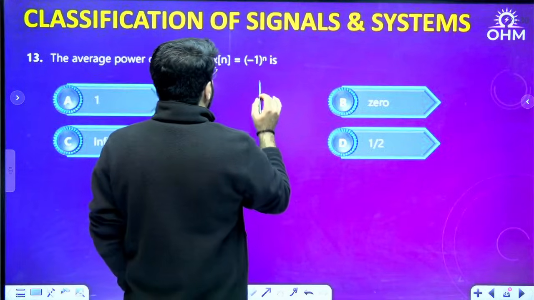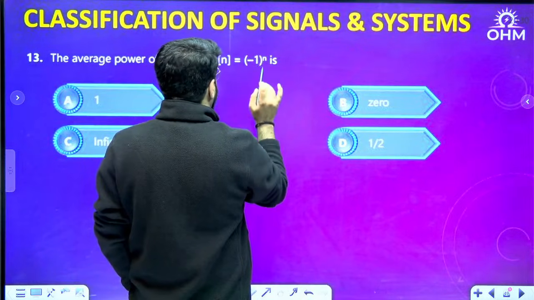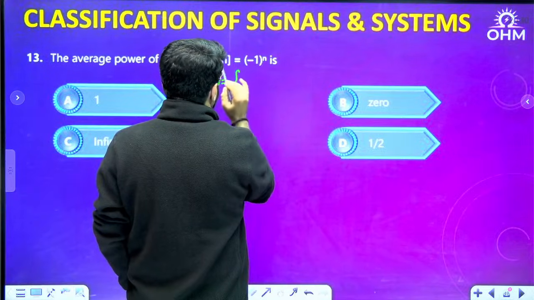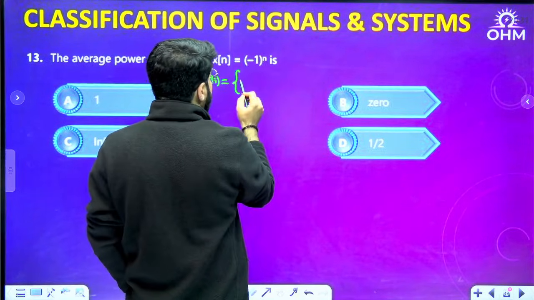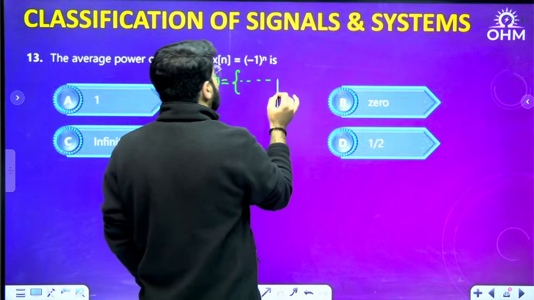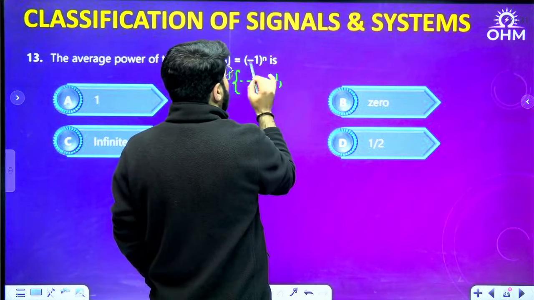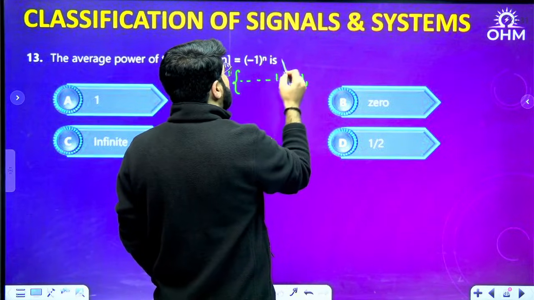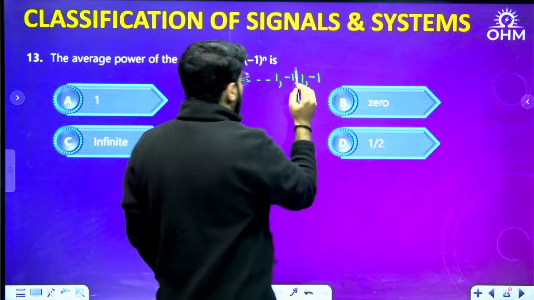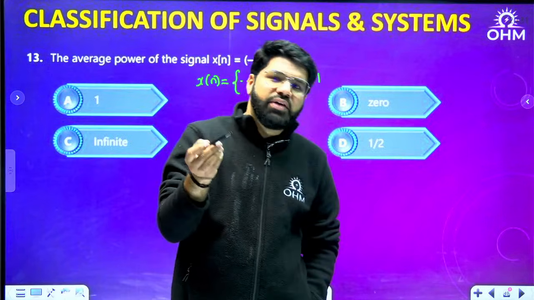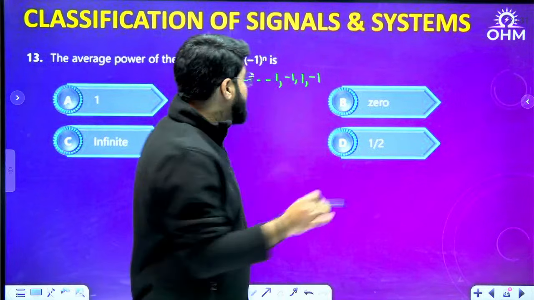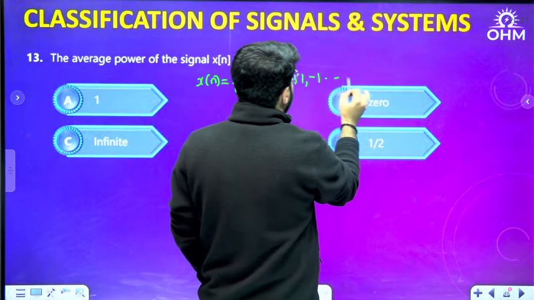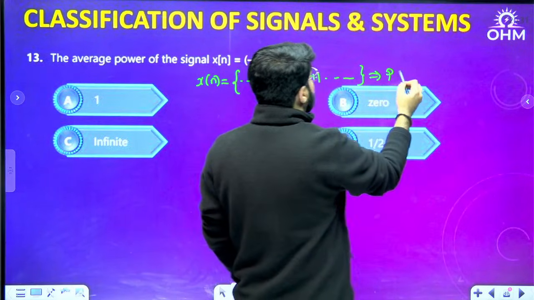See, (-1)^0 will be 1. If you see the pattern, if I start from origin, there's no range given, the signal can be from minus infinity to infinity, but suppose I take origin, (-1)^0 is 1, but (-1)^1 will be -1, (-1)^2 again +1, (-1)^3 again -1. So (-1) to the power even will be +1, (-1) to the power odd will be -1. This is the origin, n equal to 0, then 1 and -1 will alternate. So that is how we have built a periodic signal.